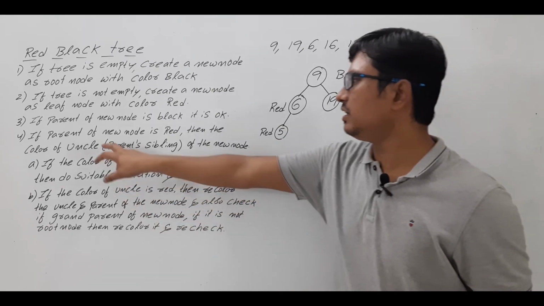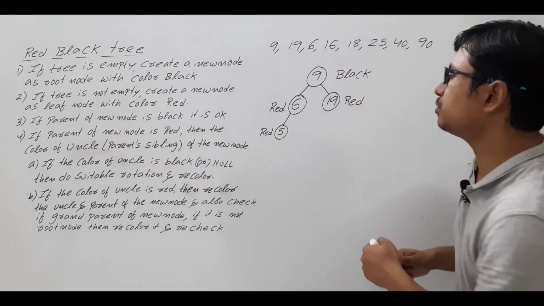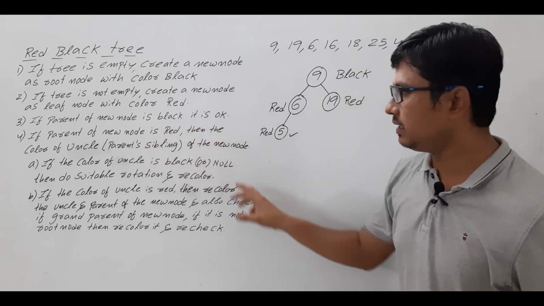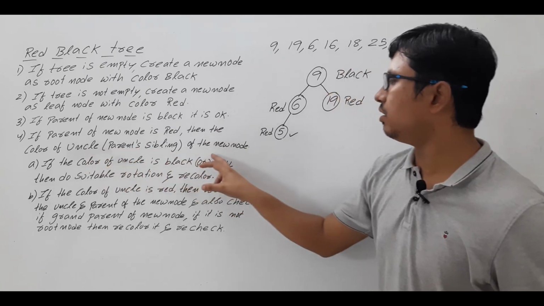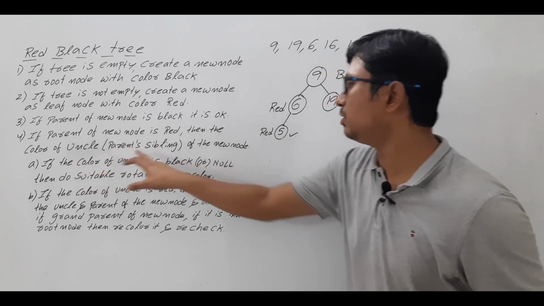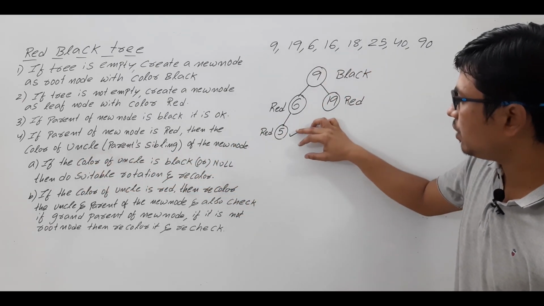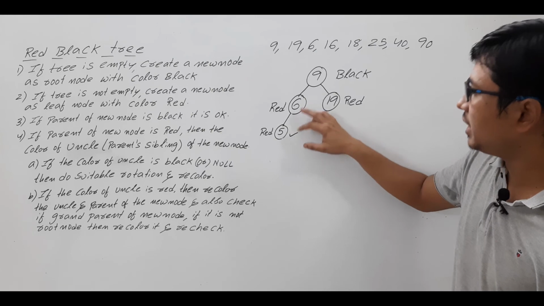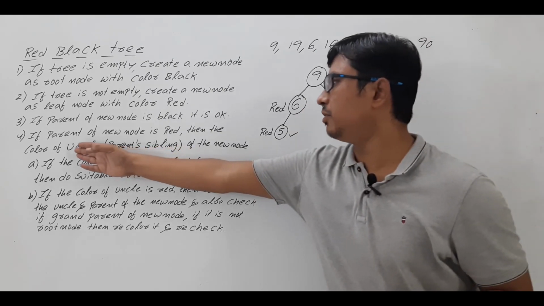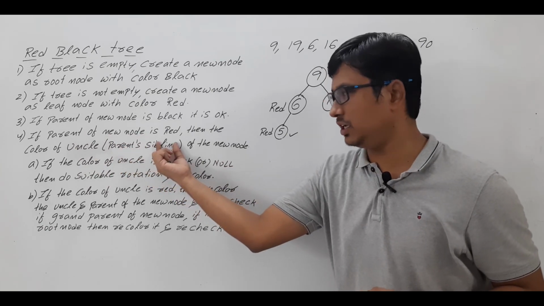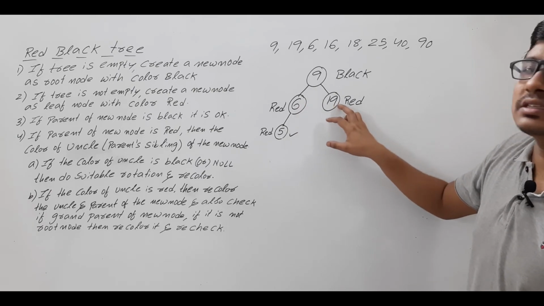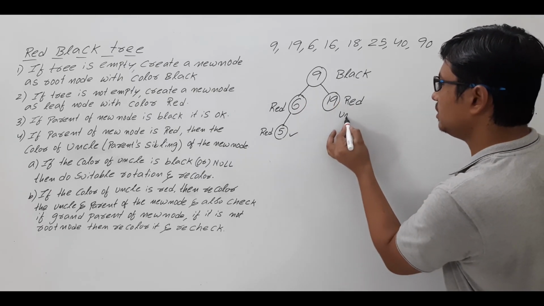Let me repeat again. This is your new node. If the parent of the new node is red, then you need to check the color of the uncle of the new node. Are you able to understand? What is the new node here? The parent's sibling is your uncle, or instead of uncle I can write parent's sibling also. So this is the new node, its parent is 6, its sibling is 19, so this is your uncle.